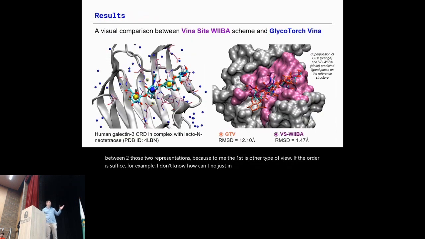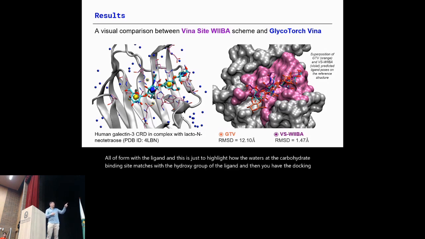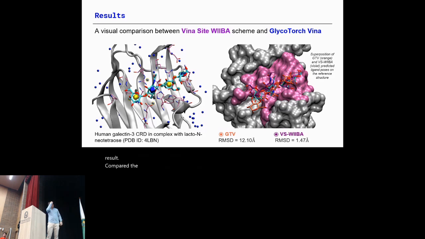This is a representation of the apo form compared with the holo form with the ligand, and this is just to highlight how the waters at the carbohydrate binding site match with the hydroxyl groups of the ligand, and then you have the docking result. We compare the crystallographic structure in light blue with the results obtained by GlycoTorch Vina and Vina Site.